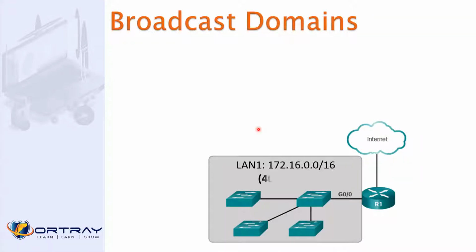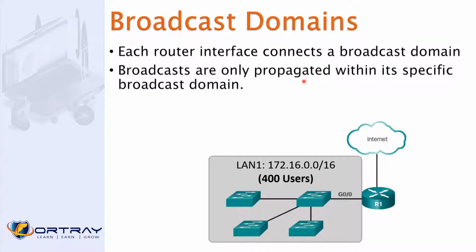Okay, another thing is the broadcast domain. We know the broadcast domain is 400 users. Each router interface is connected to a broadcast domain, so the router breaks the broadcast domain. Broadcasts are only propagated within the specific network. So if a broadcast message comes in at layer 3, it will be distributed to all the 400 users. Am I right? Yeah. So then what happened?